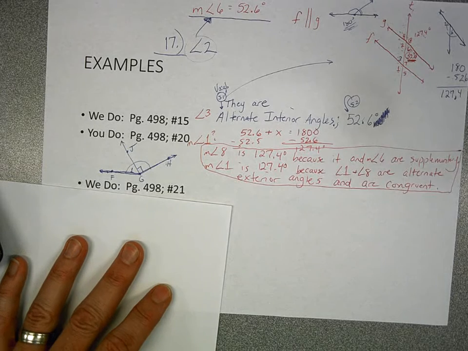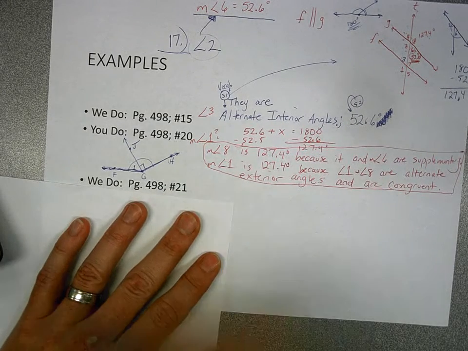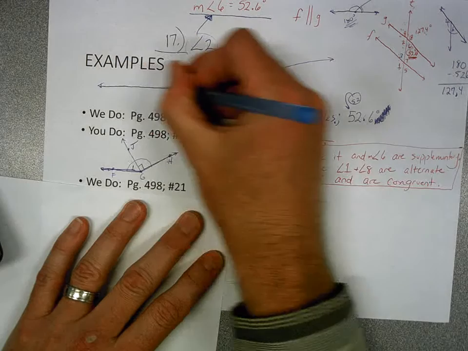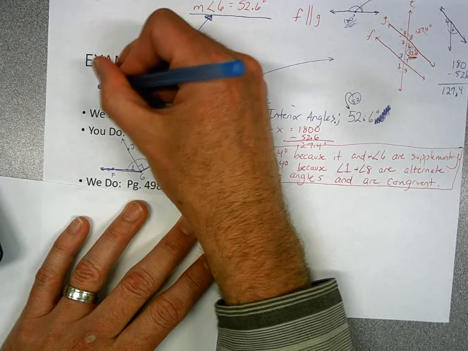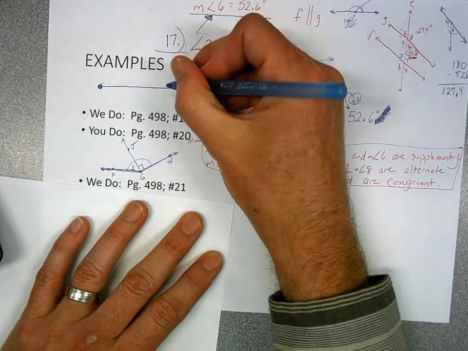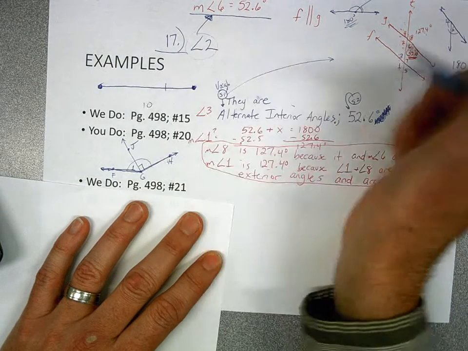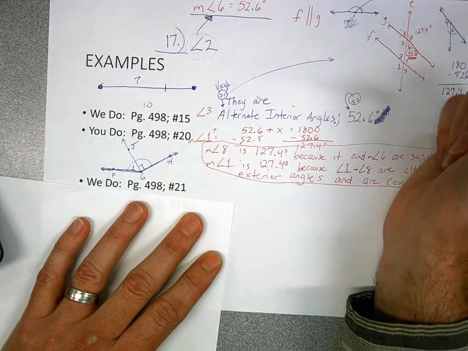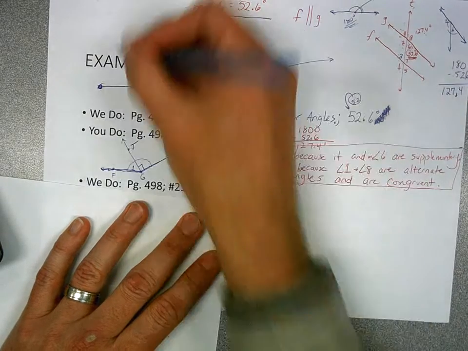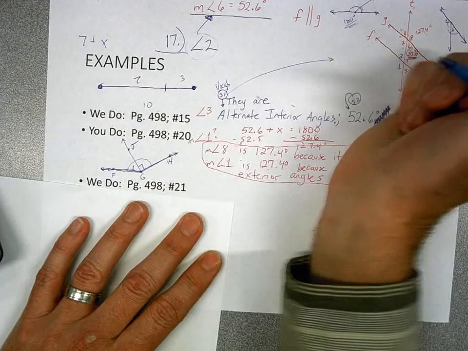So here's how I explain it to my math 7 students. If I have this line segment, and I say, okay guys, this whole line is 10. This from here to here is 7. What's that? 3. You know that 10 minus 7 is 3, or 7 plus that missing segment is 10.